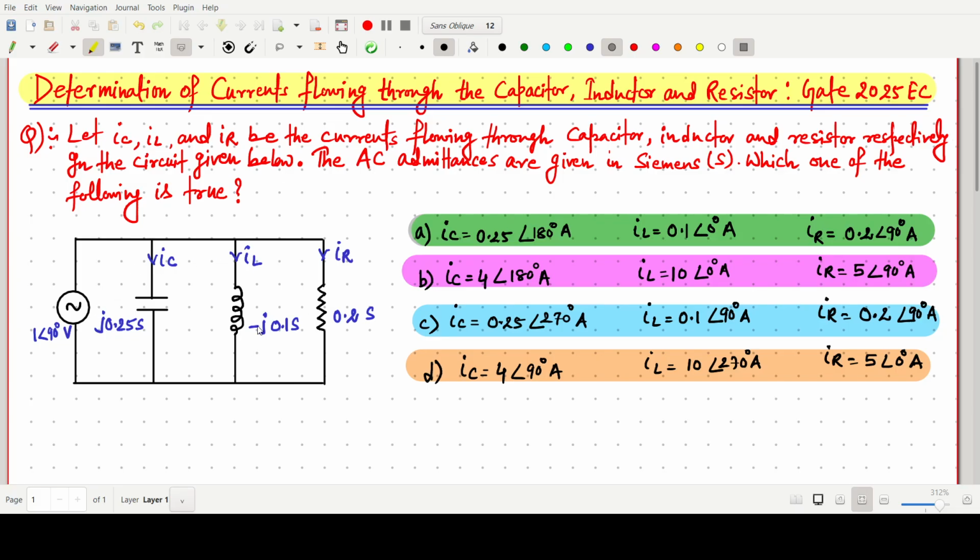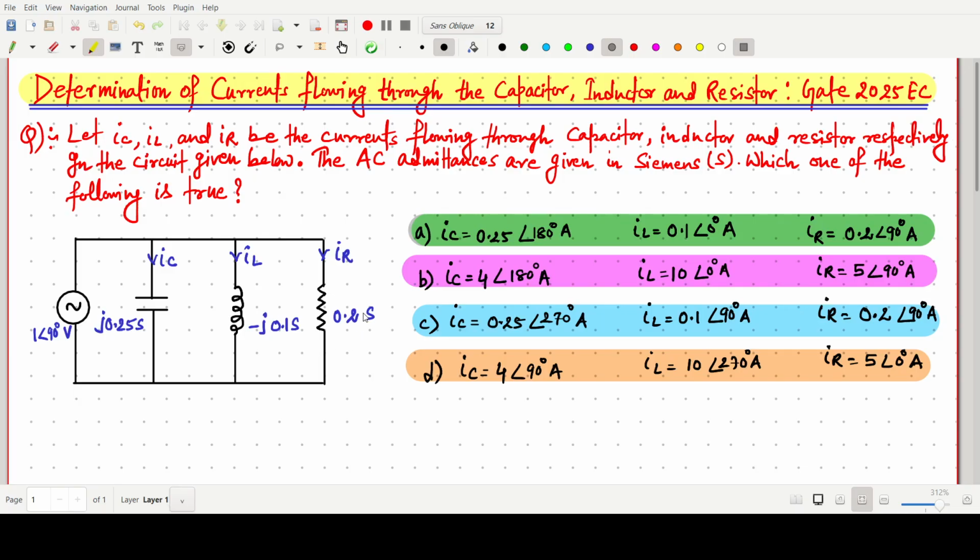So this one is the circuit in which capacitor, inductor and a resistor are connected in parallel with an AC voltage source. And the currents flowing are IC, IL, IR. The given thing is the AC admittance, the admittance terms are given, not the impedance. Admittance, just the reciprocal of impedance, is given in Siemens, S. Which one of the following is true?